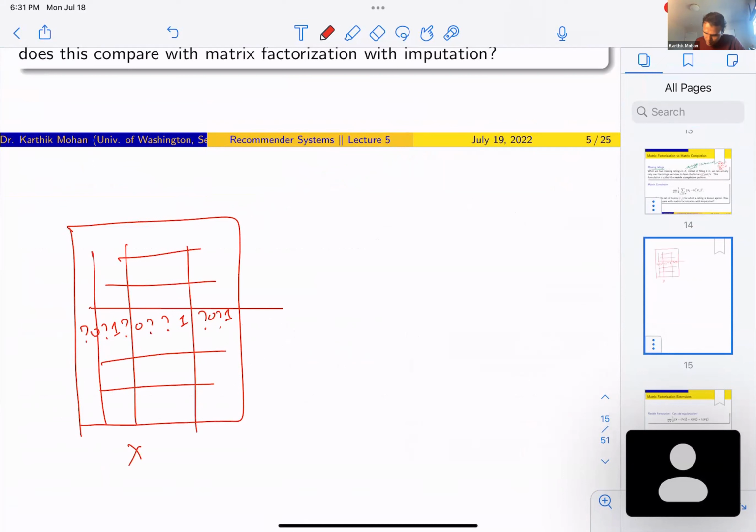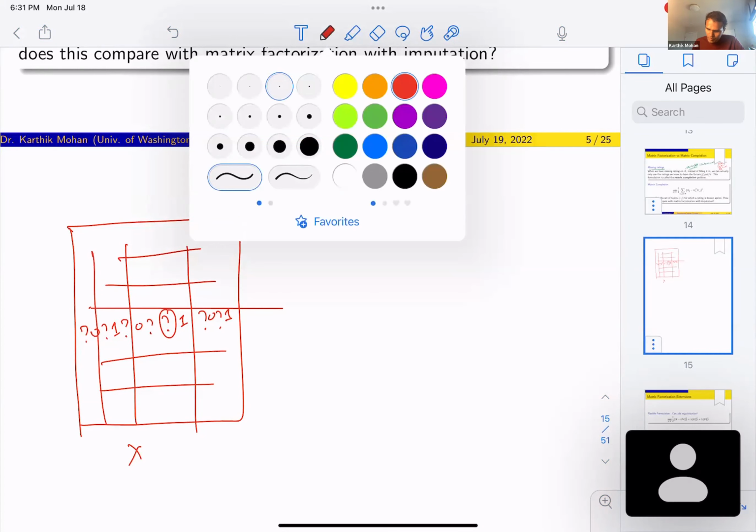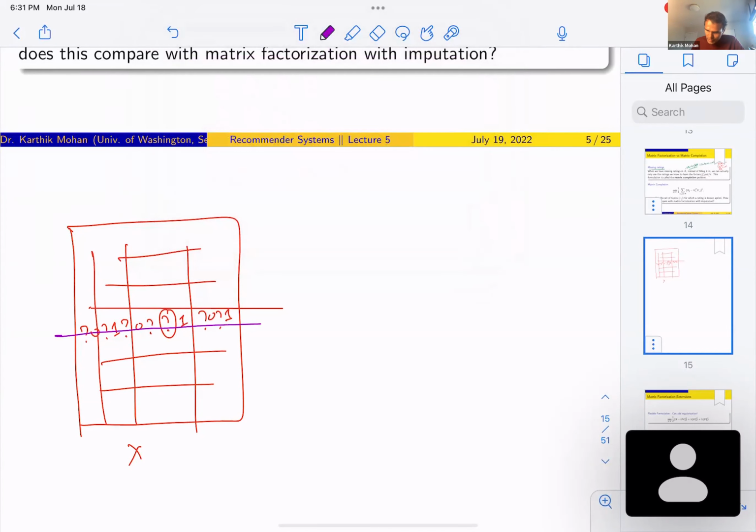If I want to predict this, let's say this is a question mark, I'm going to look at this row and then at this column. When I do matrix factorization or matrix completion, I'm going to get factors for every single row and every single column, assuming there's at least one data point in every row and column. If you had a row or a column of all question marks, there's no data to learn anything about it, so you will not get a factor for that row or column.